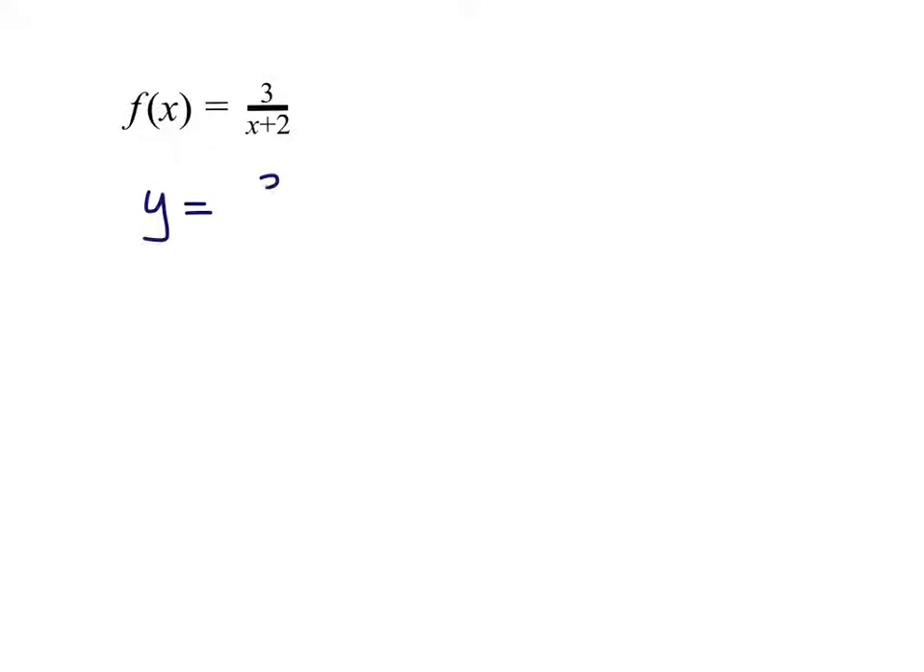So we'll start with y equals 3 over x plus 2. Switching that f of x, or whatever the function notation is, into y. And then we're going to switch x and y. So that's going to give us x equals 3 over y plus 2.